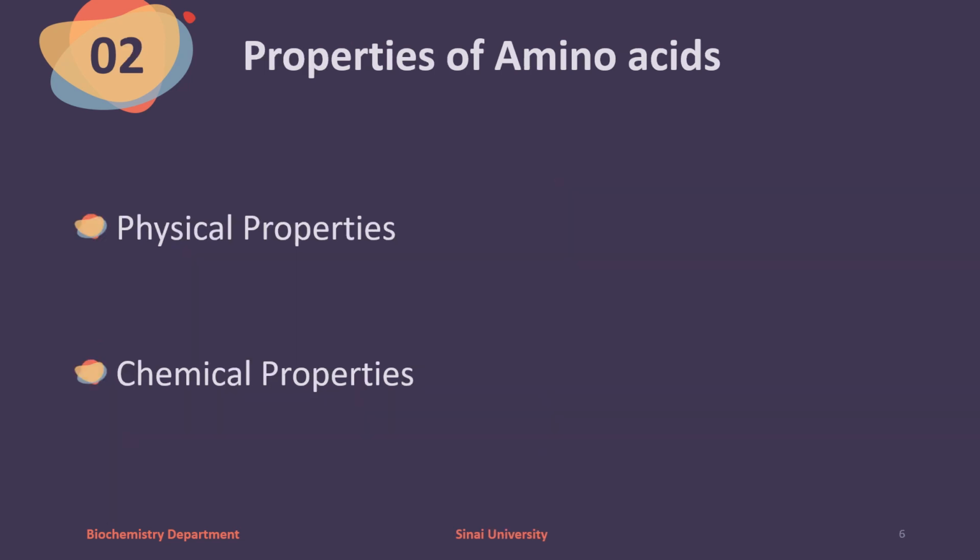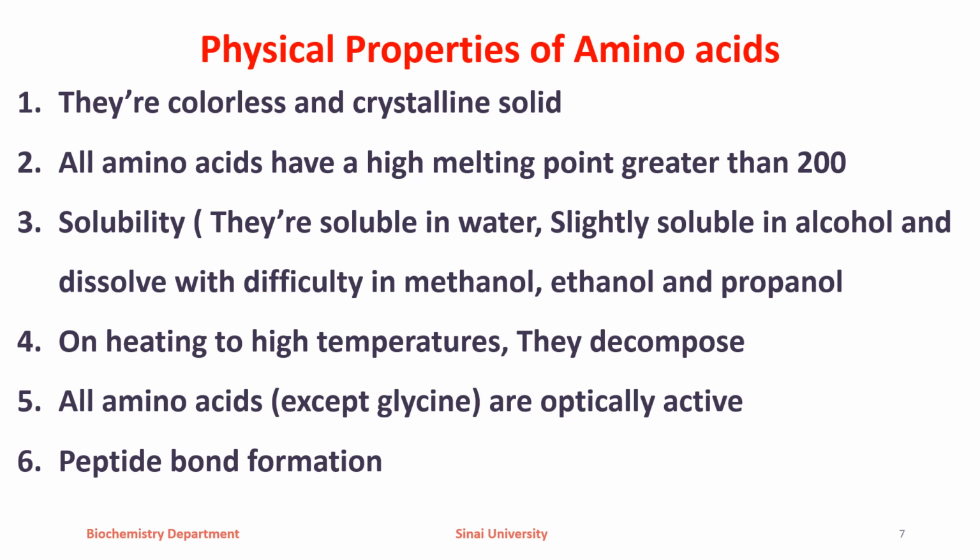The second thing is properties of amino acids. Properties are physical properties and chemical properties. Physical properties of amino acids: amino acids are colorless and crystalline solid, and they have a high melting point greater than 200. And when talking about solubility, they are soluble in water, slightly soluble in alcohol, and dissolve with difficulty in methanol, ethanol, and propanol. And on heating to high temperatures, amino acids decompose. And also amino acids except glycine are optically active, and they are responsible for peptide bond formation.